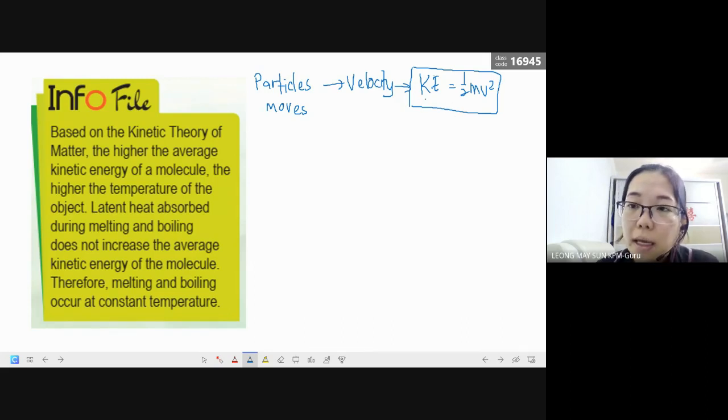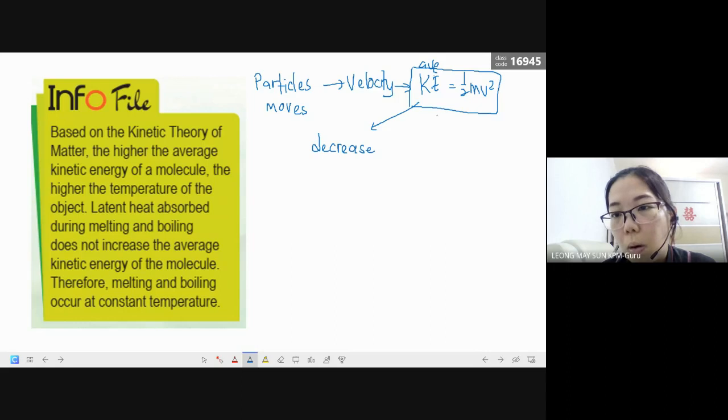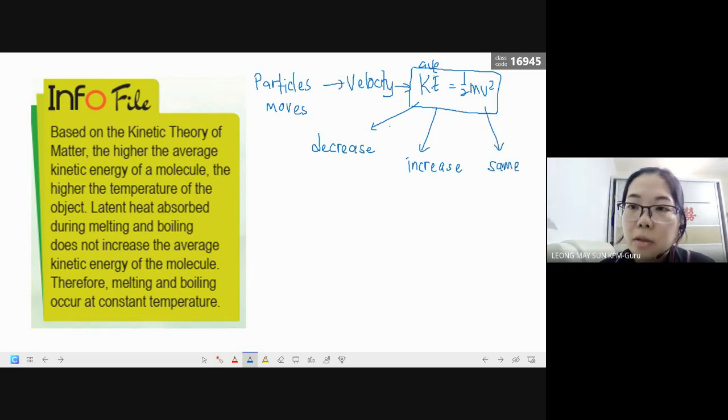All right, so in terms of kinetic energy, what happens? Right now we are talking about the whole entire object itself. In this chapter we see a lot of average kinetic energy. So when the average kinetic energy decreases, or increases, or remains the same, what will happen? When it decreases, the temperature will drop.